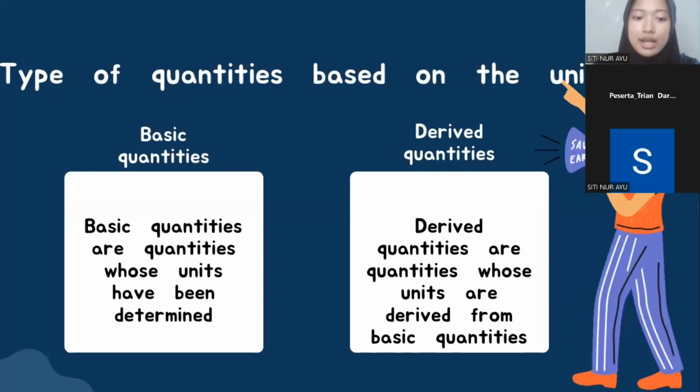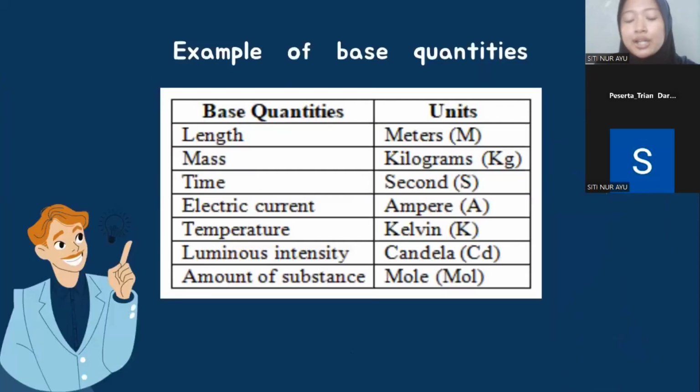Now, let's look at the table. Here are some examples of base quantities and their units. For length, the unit is meter. For mass, the unit is kilogram. For time, the unit is second. For electric current, the unit is ampere. For temperature, the unit is Kelvin. For luminous intensity, the unit is candela. And for amount of substance, the unit is mole, etc. Okay, next.